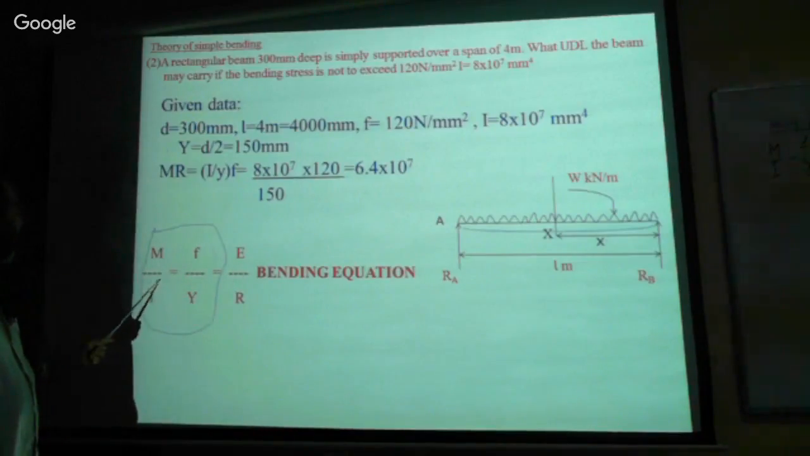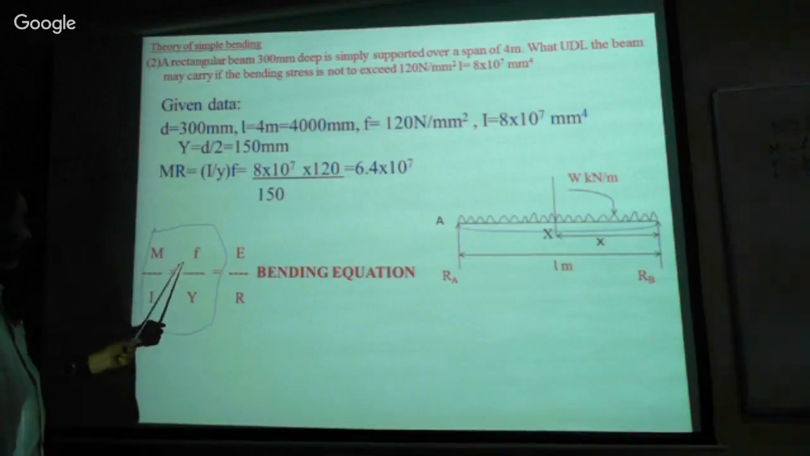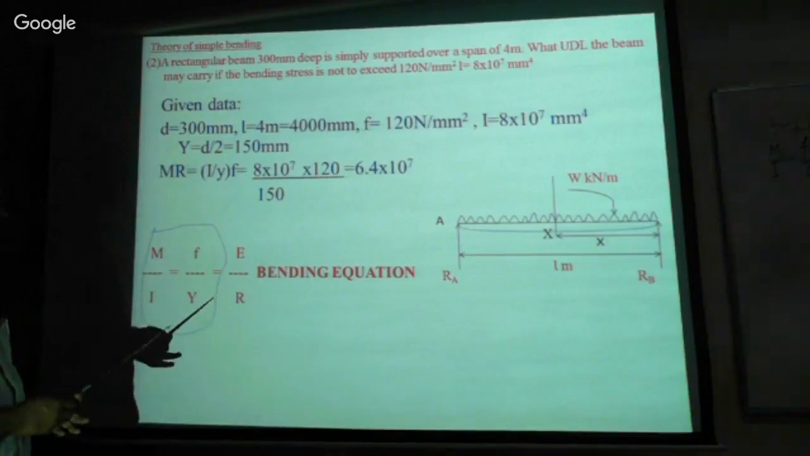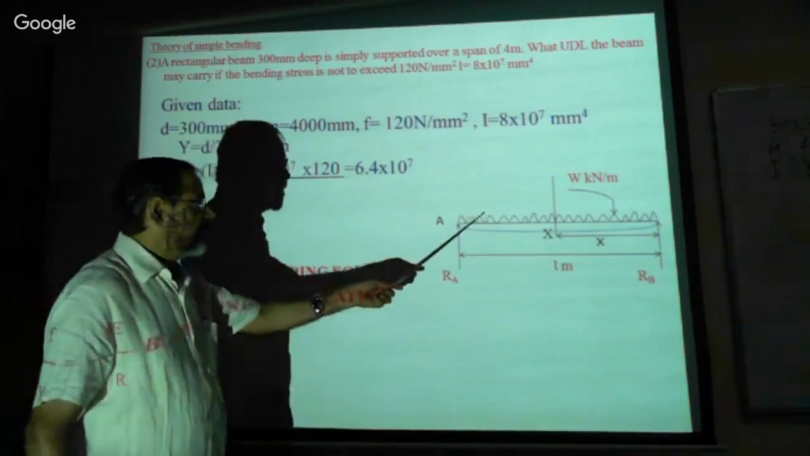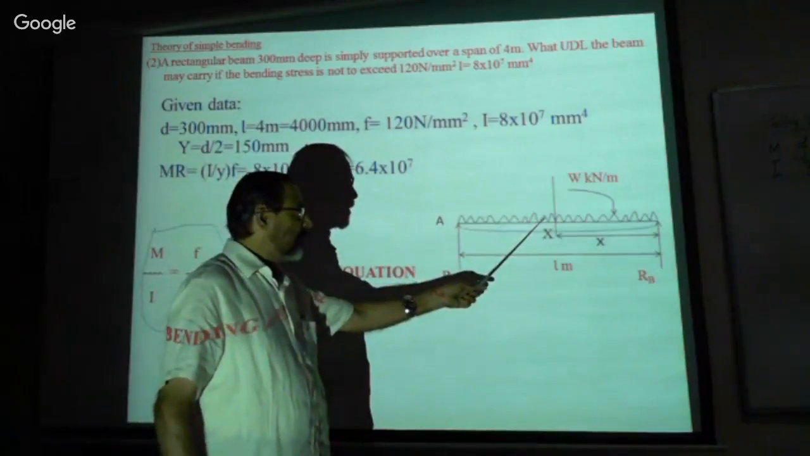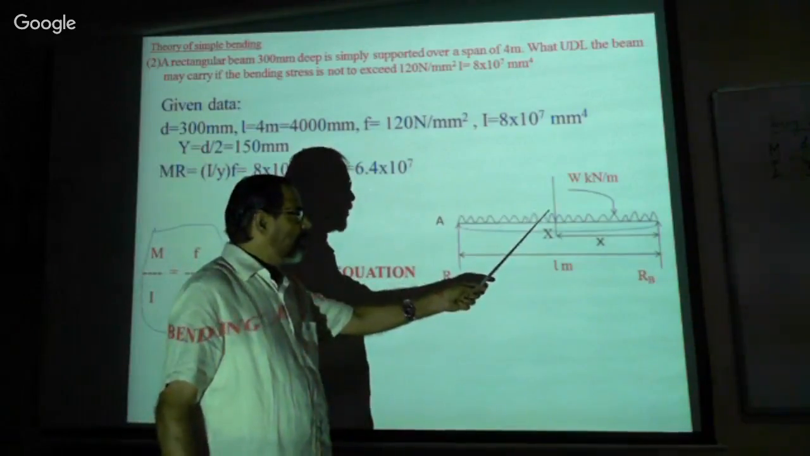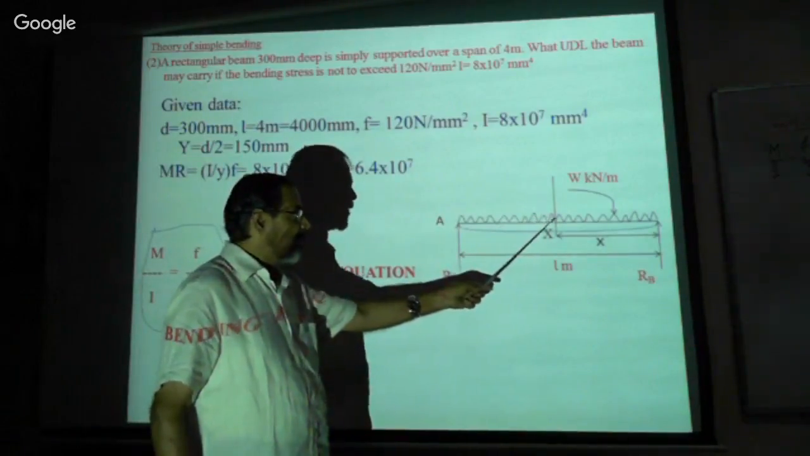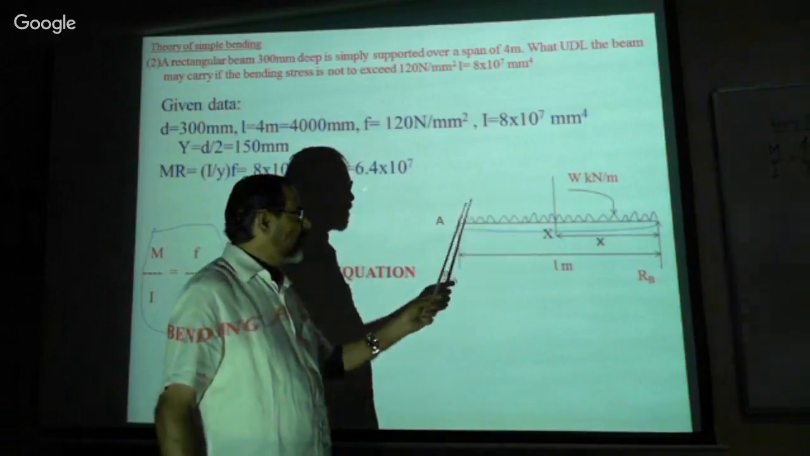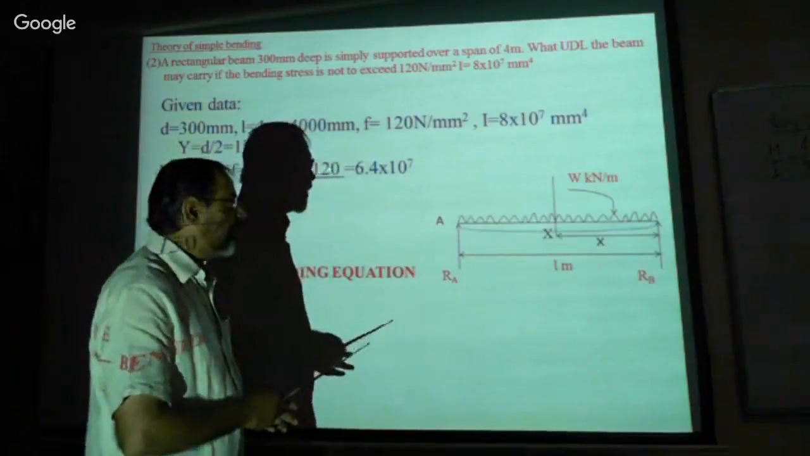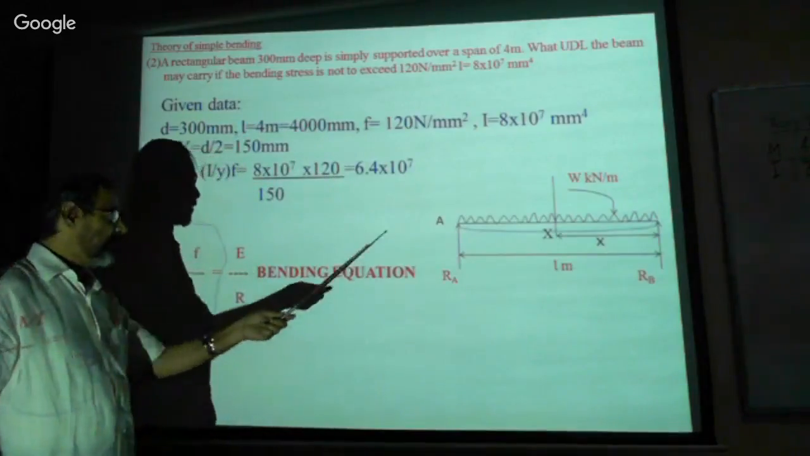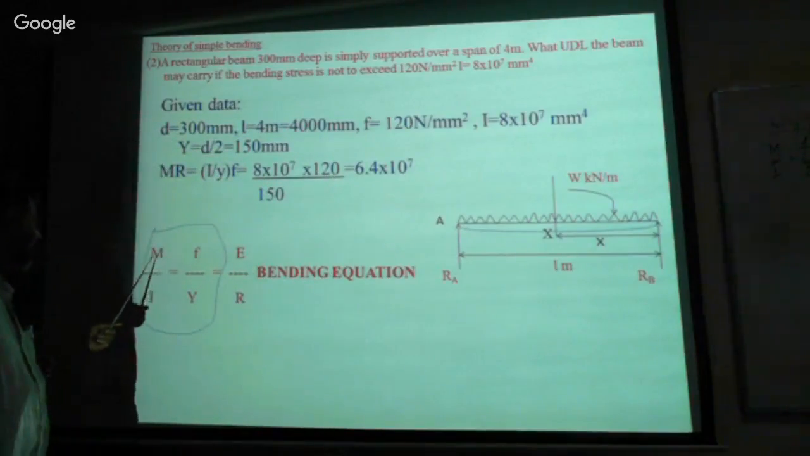Now therefore, we know that M by I is equal to F by Y. Let us calculate the bending moment first. It is WL square by 8. WL square by 8 is the maximum bending moment at the center. Now for the UDL, for this beam, WL square by 8 is the bending moment. Is it not?